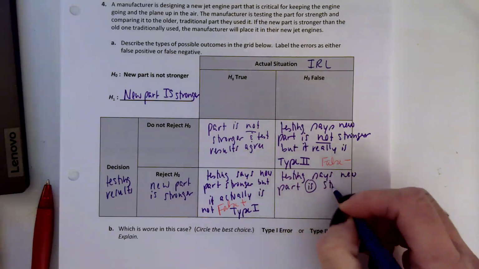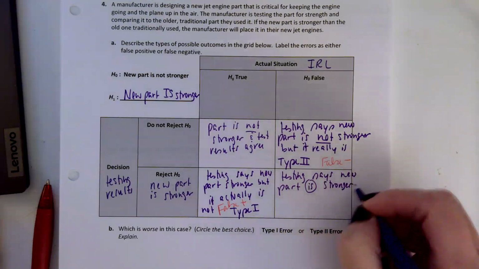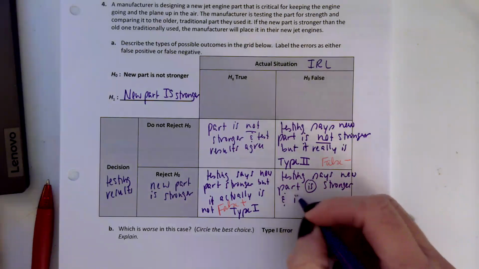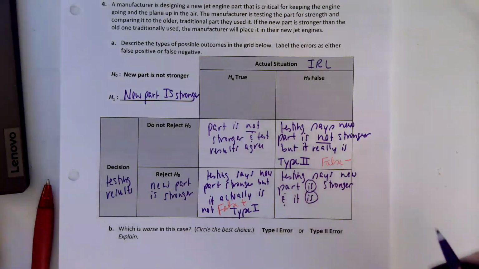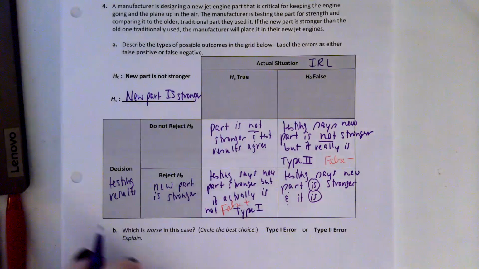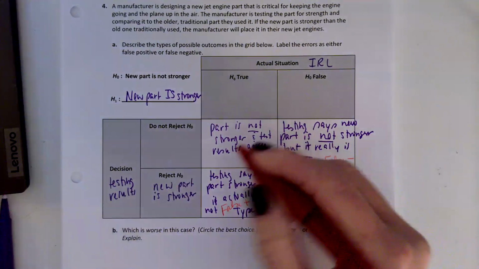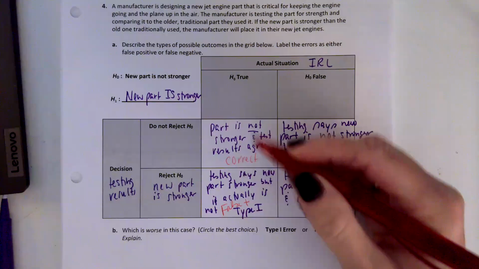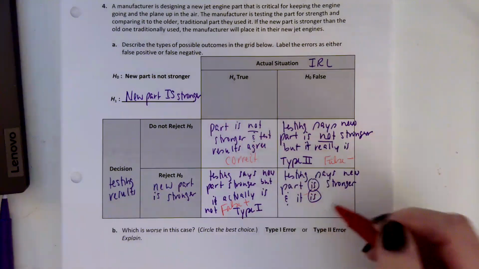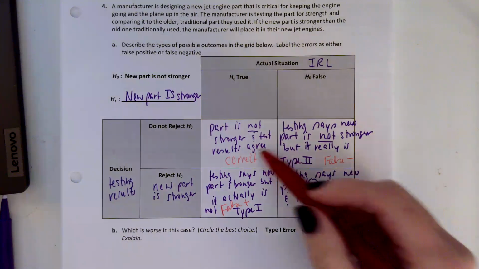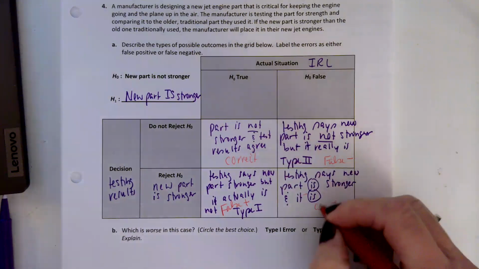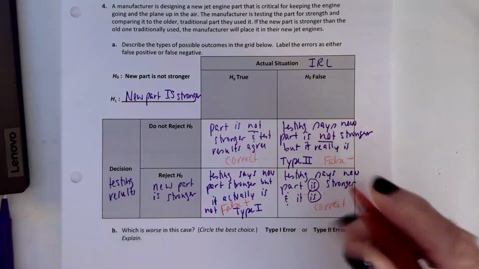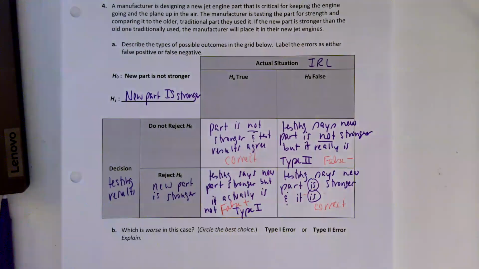Is stronger, and it really is. And these two are both correct. Part is not stronger, and it really isn't. Part is stronger, and it really is. These are both correct statements. Good outcomes, I should say.